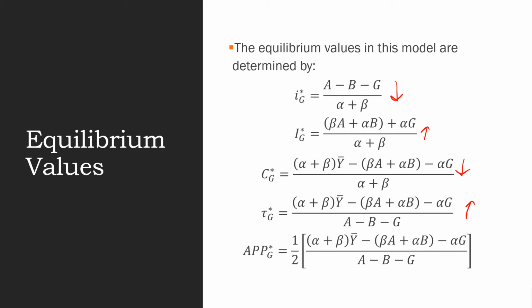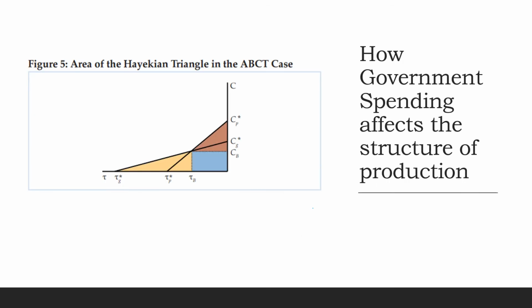And since our average period of production is just a transformation of our total period of production, it follows that this increases as well. But I want you guys to think about this derivative here to see if it works out, because it does.